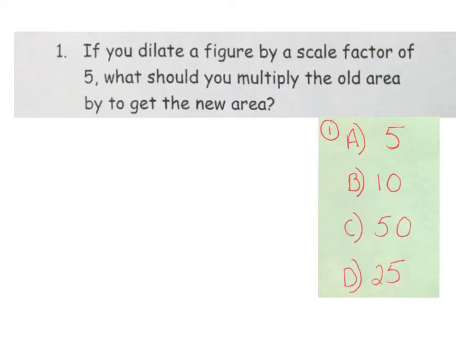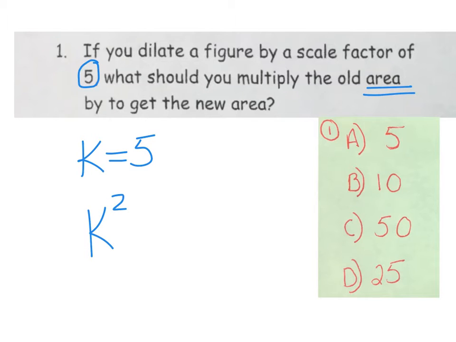Okay, so scale factor is 5. We're looking for the area. All right, so let's just write k equals 5, scale factor. Now, if we're looking for perimeter, then yeah, we would just multiply by 5. But since we're looking for area, we're going to multiply by the scale factor squared. So we got to square that scale factor, and that'll give you your answer.